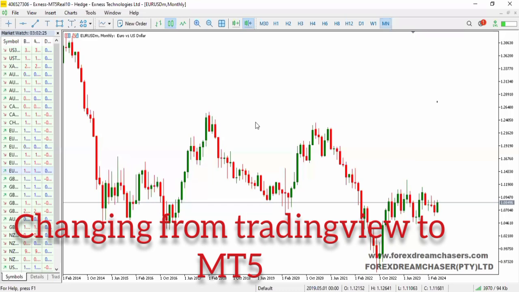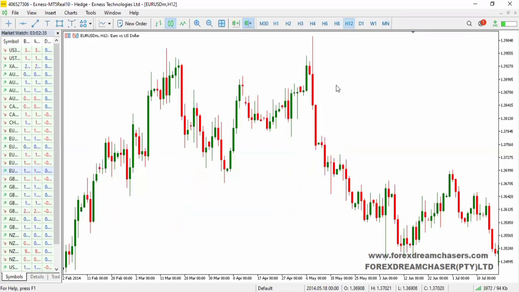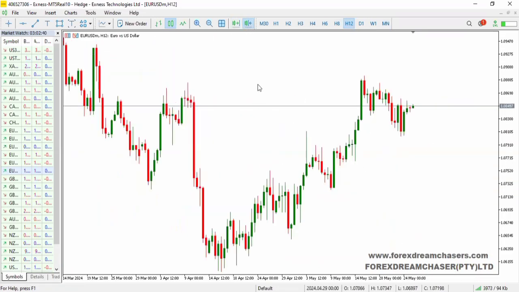Now, if you check here, I'm on the weekly time frame. I'm sorry, this is my monthly time frame. Therefore, I will use the time frames that we don't have on TradingView, which is going to be 12 hours. What is it we see on the 12-hour time frame?